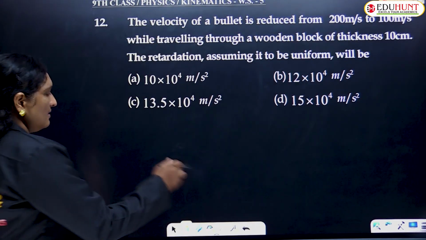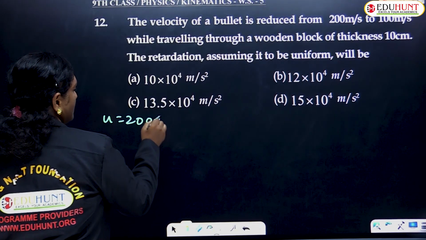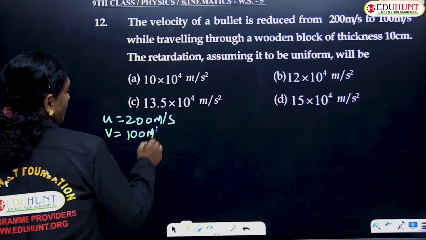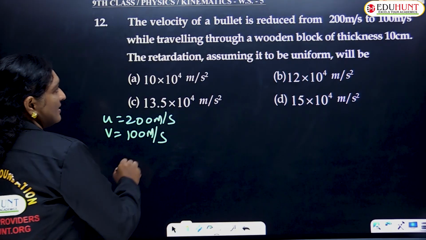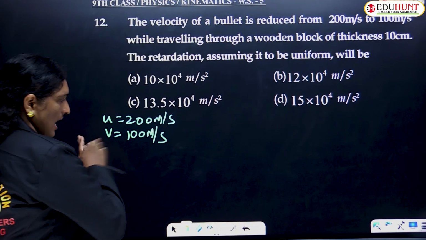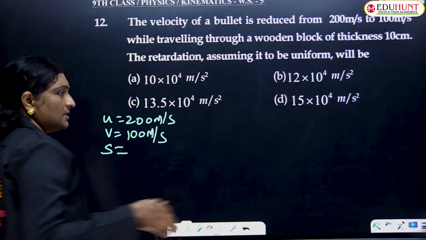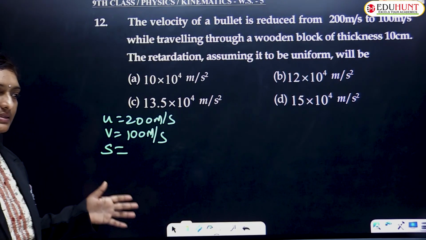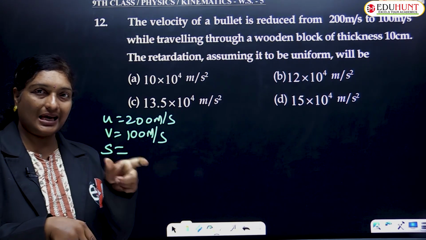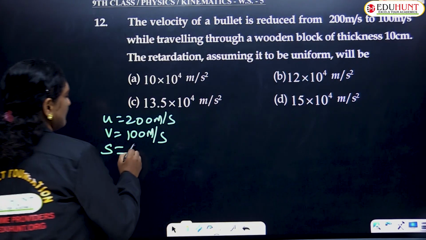Okay, so what is the given data, children? Initial velocity was given as 200 meter per second, whereas final velocity was given as 100 meter per second. While traveling through a wooden block of thickness, thickness means how much distance it has covered. Larger the thickness, larger the distance. Smaller the thickness, smaller the distance. So this thickness resembles your distance covered.